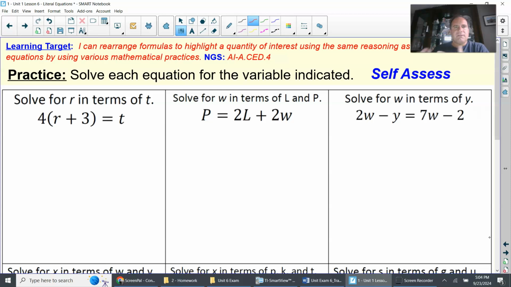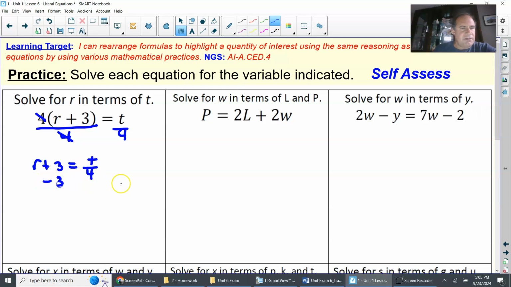All right, so practice. Solve each equation for the variable indicated. So this whole page will give you a lot of practice. So I am not going to use distributive property, even though it looks like I should. It says solve for R. We're going to divide by 4 instead. So the 4's cancel. R plus 3 comes down, equals T over 4. And then to solve for R, you would just simply minus 3 on both sides.